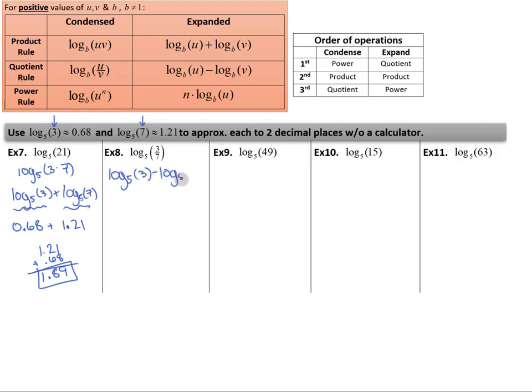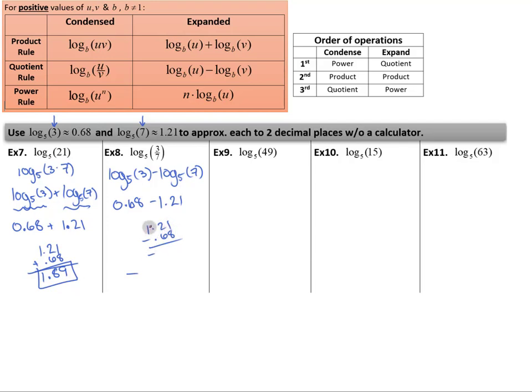So log base 5 of 3 minus log base 5 of 7. Log base 5 of 3 is 0.68 for this one. Log base 5 of 7, they said, is 1.21. Now notice we are subtracting more than we have, so we are going to get a negative result. But when you are subtracting by hand, you do line up your decimals. You always put the larger number on top. Just remember that your answer will be negative here.